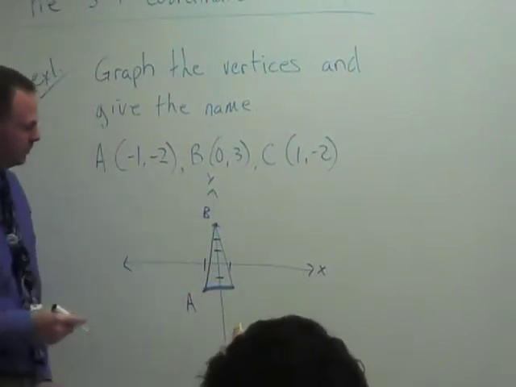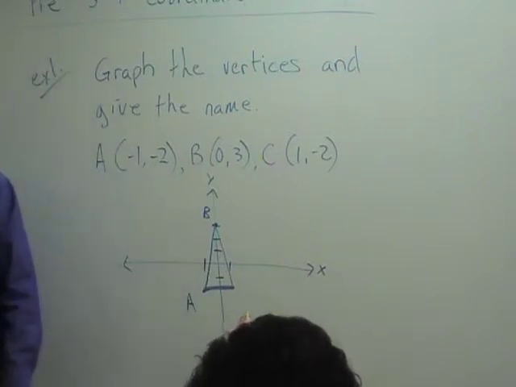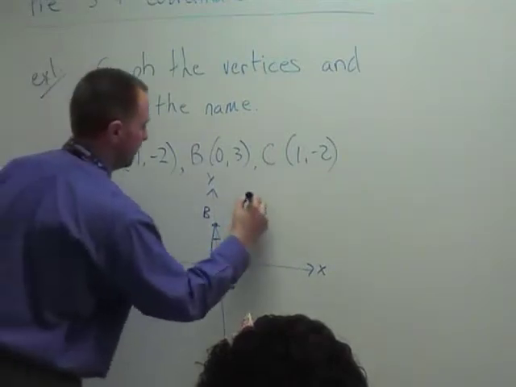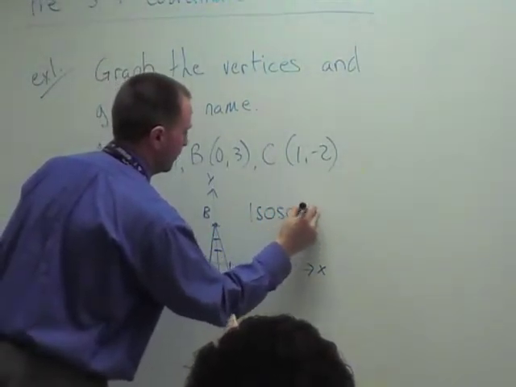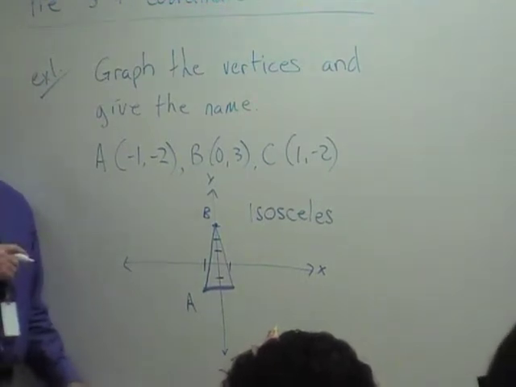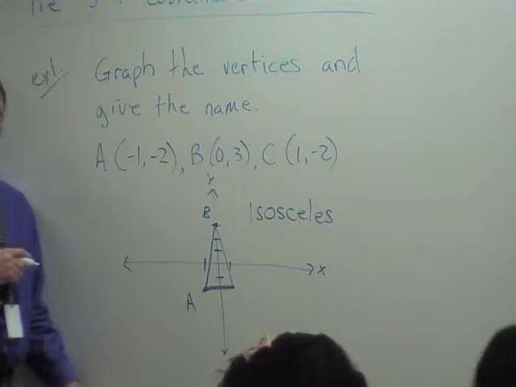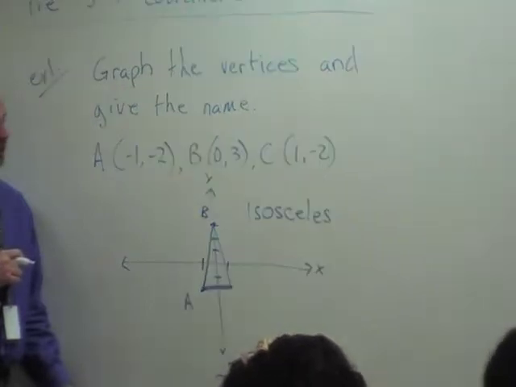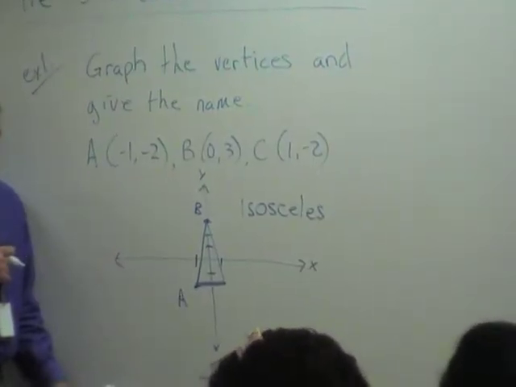Alright, so what is it and how do you know? It's an isosceles triangle because 2 sides are the same. How do you know they're the same? Because they go the same distance, -2. Yeah. It's symmetrical. So you don't have to use the distance formula here to figure out what the length of the sides are. Okay? So this is obvious, it's an isosceles triangle.